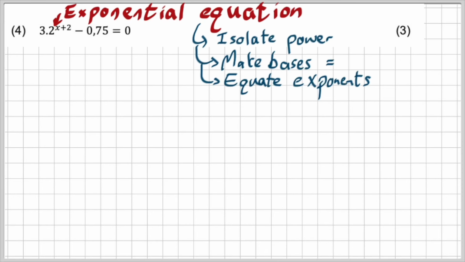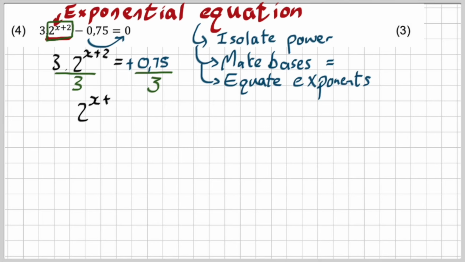Number 1, isolate the power. What is the power? That's the 2 to the x plus 2. Make the bases the same and then equate the exponents. So I'm first going to get that 2 to the power of x plus 2 alone on one side. Now, that minus 0.75 becomes plus 0.75. If I divide by 3 on both sides, I get 0.25. Great, I've isolated the power.